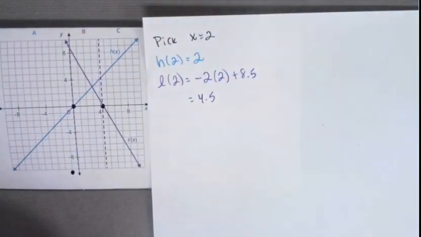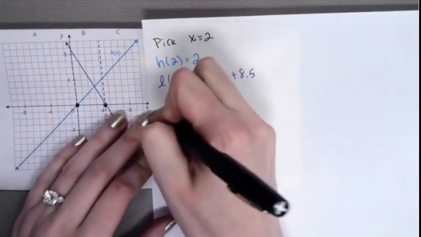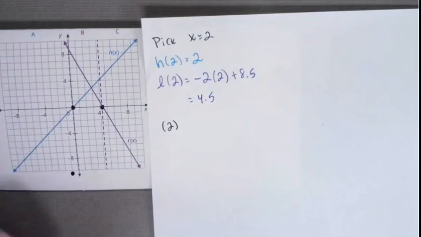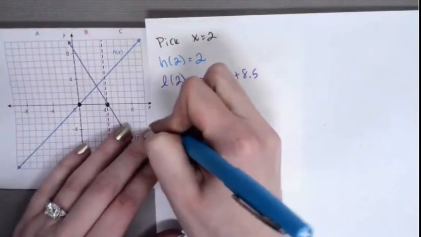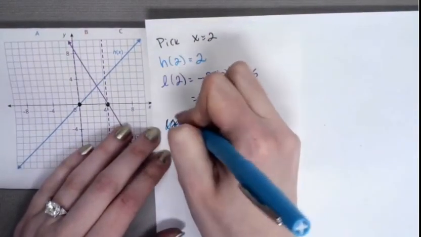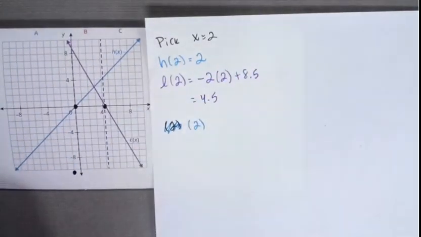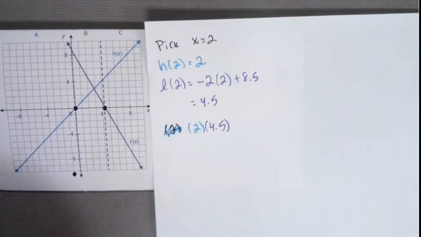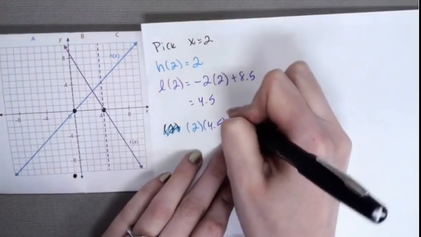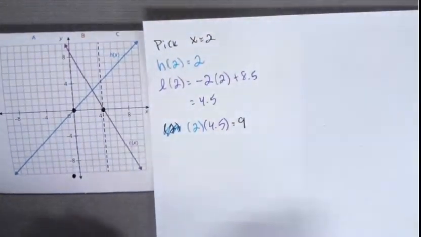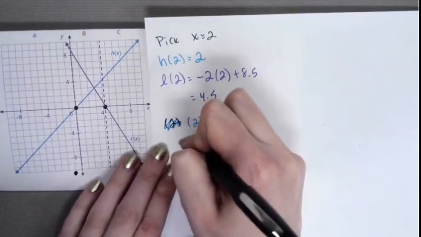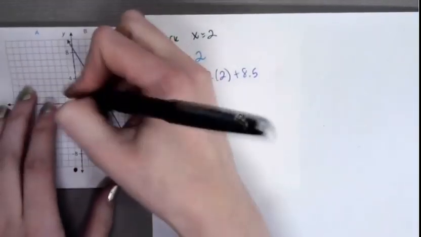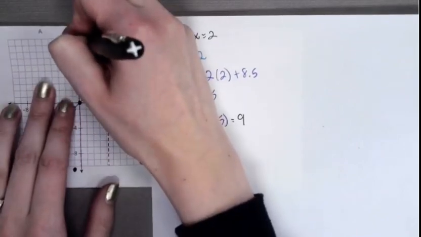My new function is the product of these two old functions, so I'm going to multiply. Oh, I abandoned my color coding. I'm going to multiply 2 and 4.5 and that will get me 9. So my new product function is going to have a point at 2, 9. So I can add that to my graph right here.